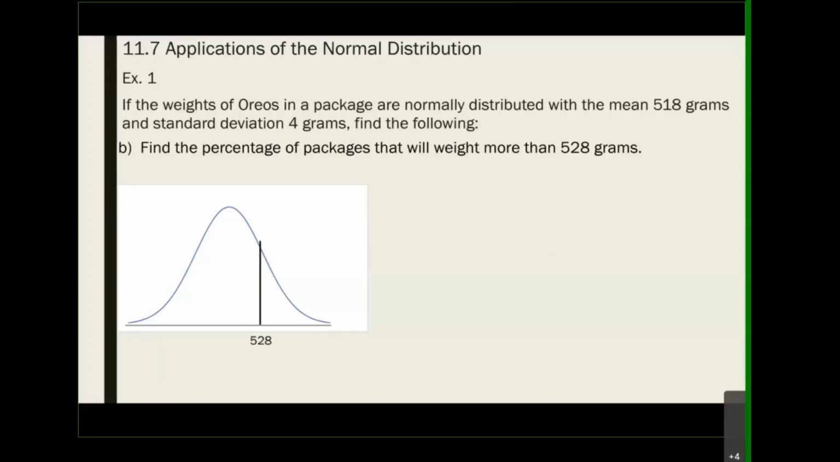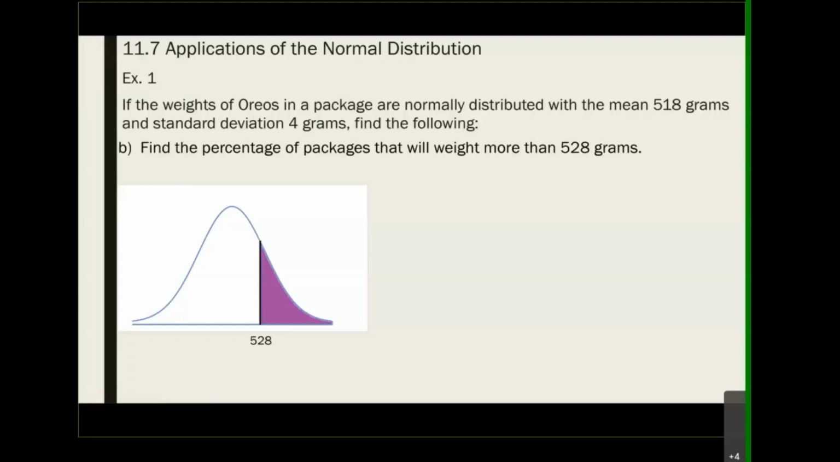This drawing is a little off. I just wanted to show you that we find a boundary and then we shade in our boundary. This part here is very small. I just don't want to make it too small so that you can't see, so I made it large, but it's not proportional to the problem, as you will see later. First of all, because we're looking for more than 528, we're looking for the area to the right of 528.